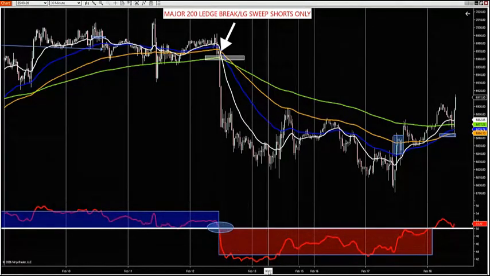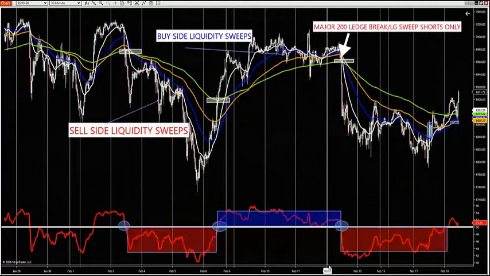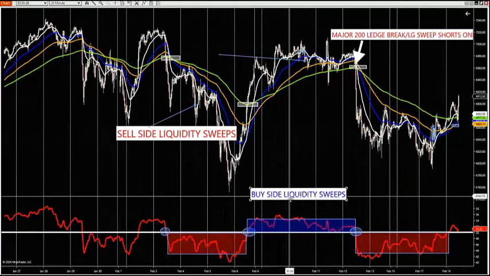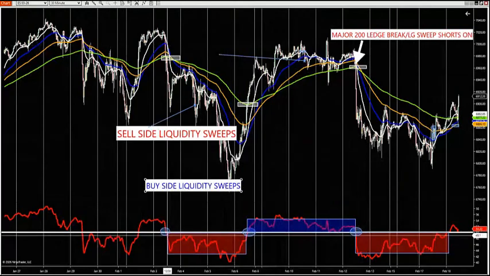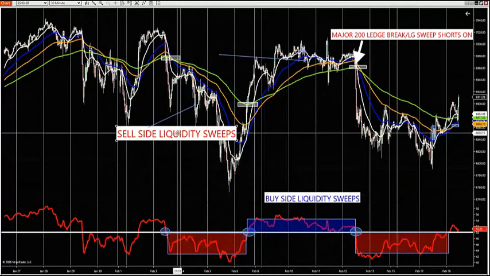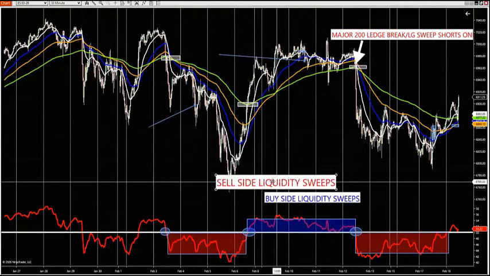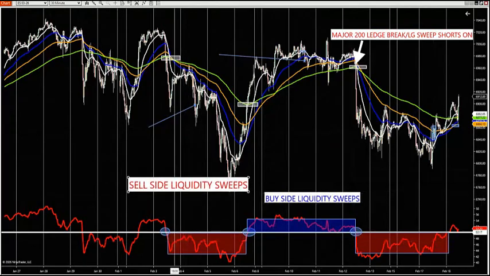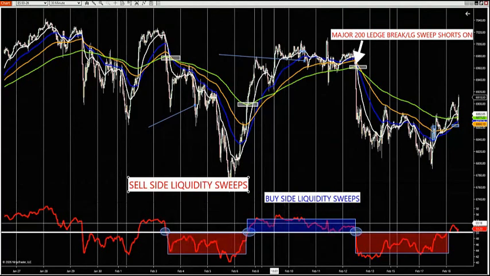In other words, if I'm above this line in the sand, this white line, that is buy side liquidity grab sweeps. If I'm below this white line, it's sell side liquidity grab sweeps. So if I'm below, it's red, right below the white line, we're shorting. If we're above it, we're buying.